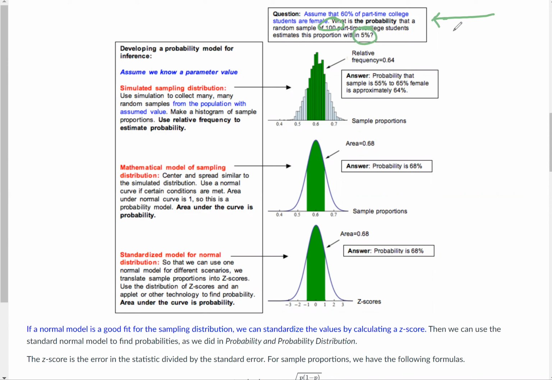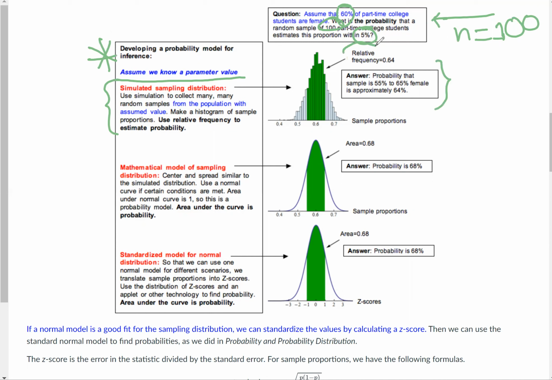We see that the size of the sample is 100. That's a good thing, right? The larger the sample size, the more likely you are to be close to the actual population proportion of 60%. So let's develop a probability model for inference. Let's assume that we know a parameter value. Simulating the sampling distribution: use simulation to collect many random samples from the population with the assumed value. Make a histogram of sample proportions. Use relative frequency to estimate probability.